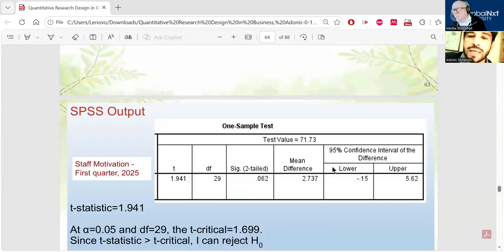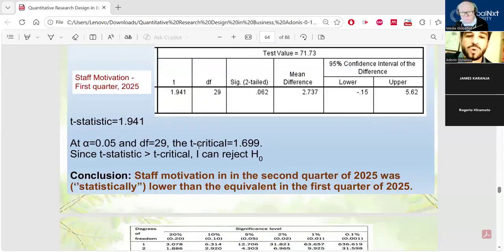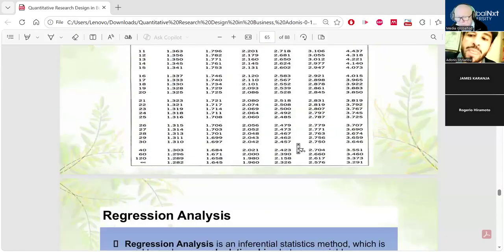I included here the SPSS output for 30 observations. You compare the t-statistic that was calculated with the t-critical from the statistical tables, and you make a decision, basically. These are the tables, just to remind you.